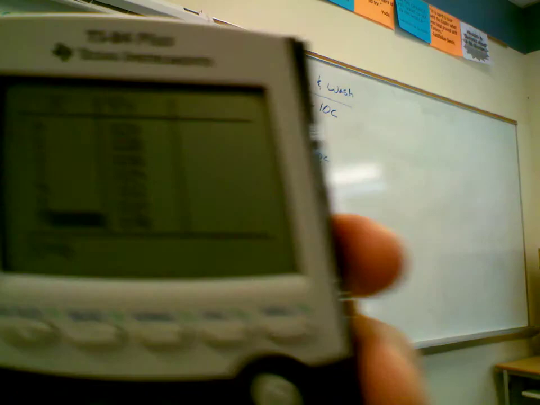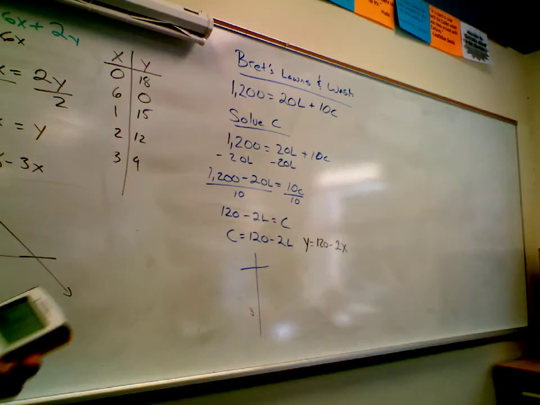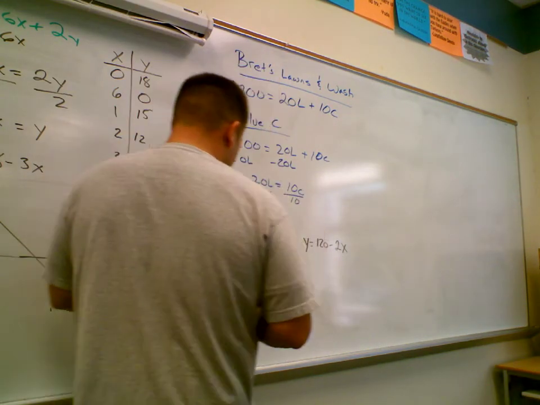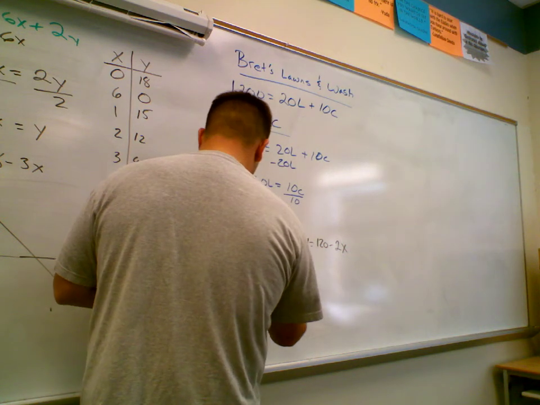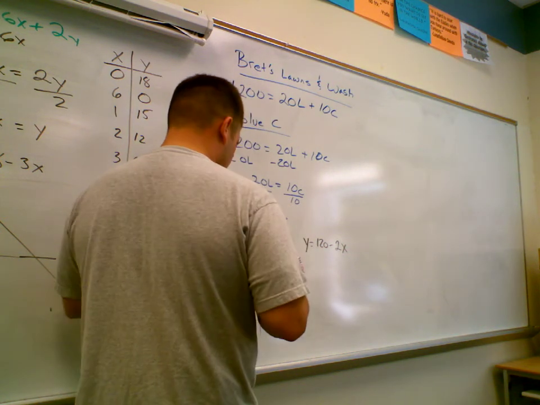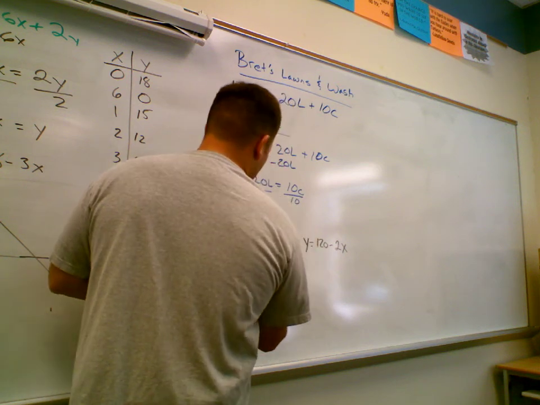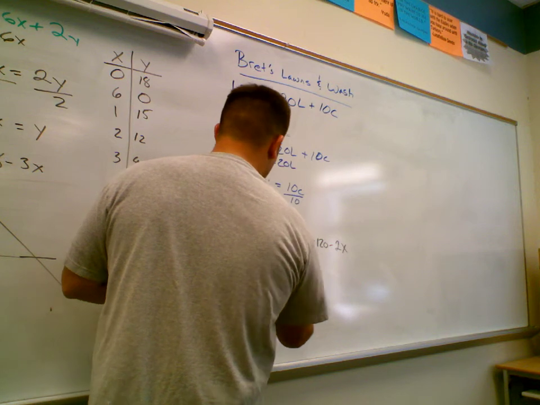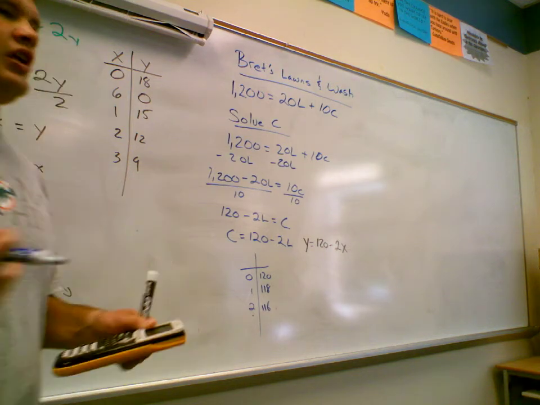Now, if you look at the table, these are combinations of solutions. We have a whole bunch of solutions. We have 0 and 120. We have 1 and 118. We have 2 and 116. You can get up to 6 if you want to.